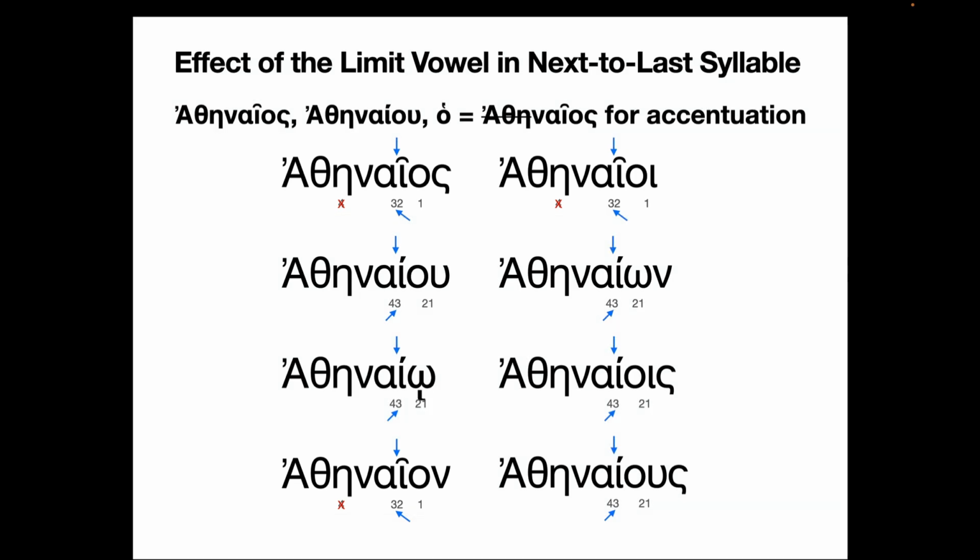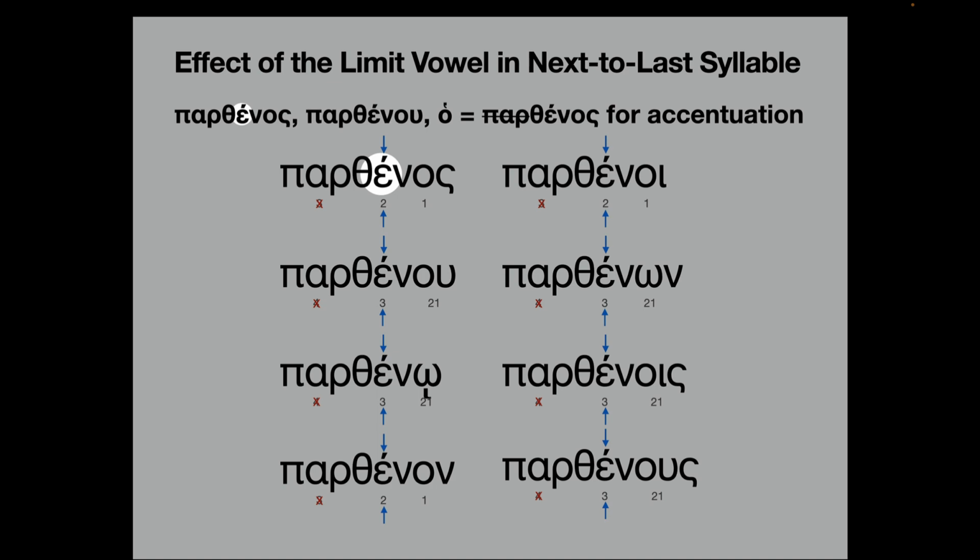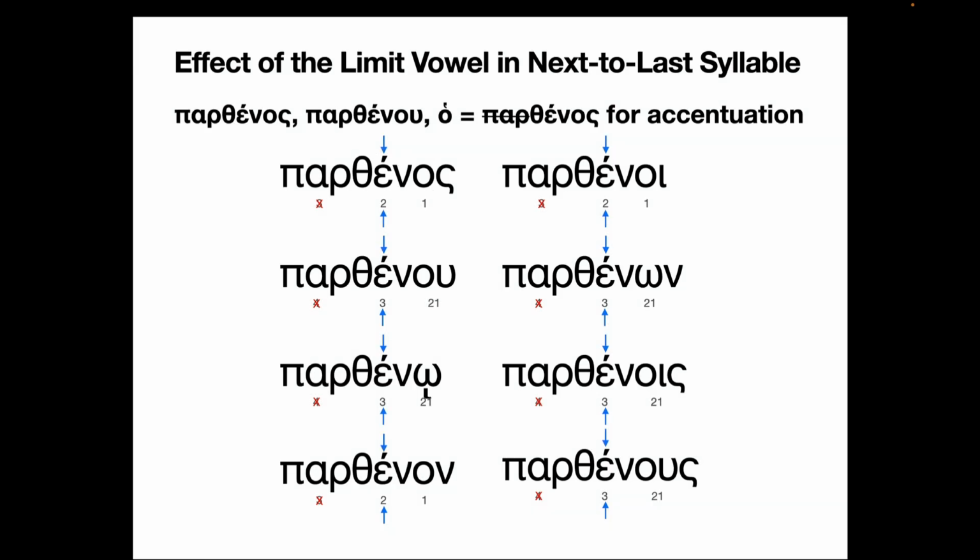You will not see a circumflex or the effect, but you can still tell it's going on in a word like parthenos. So here the limit vowel is that unimoraic epsilon, and you will notice that the accent never recedes to the left of it. You never have recession to a mora to the left of that epsilon in any form.